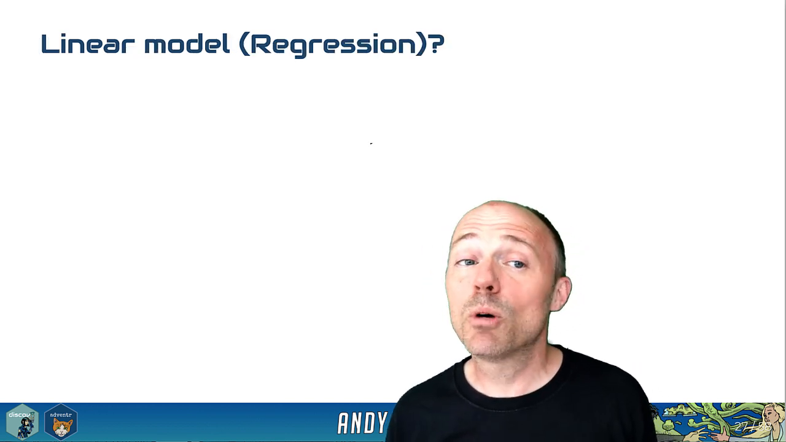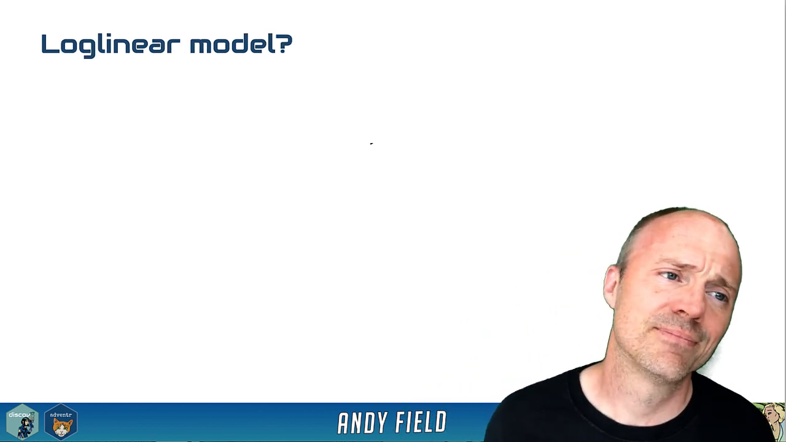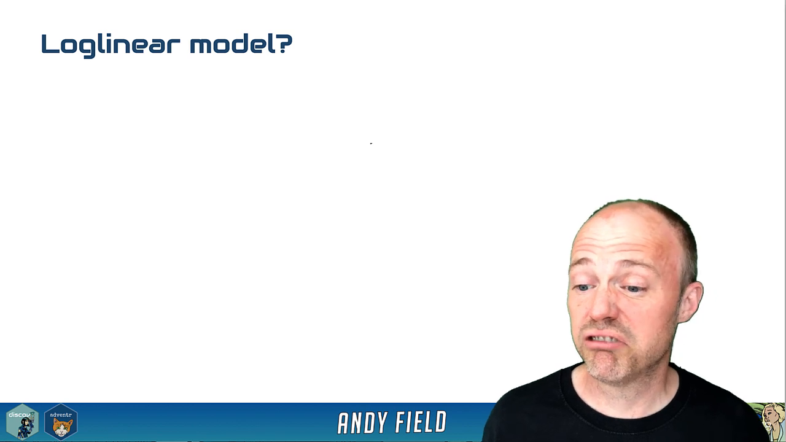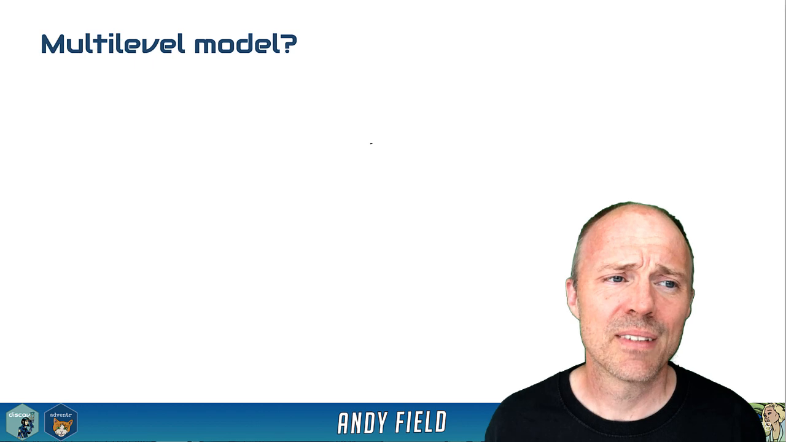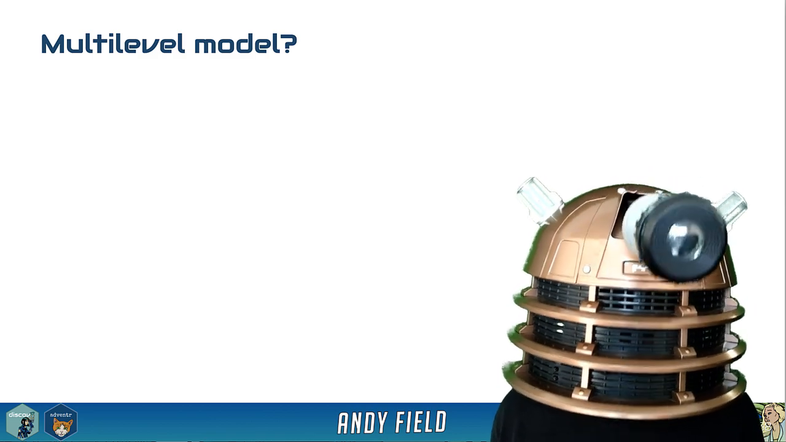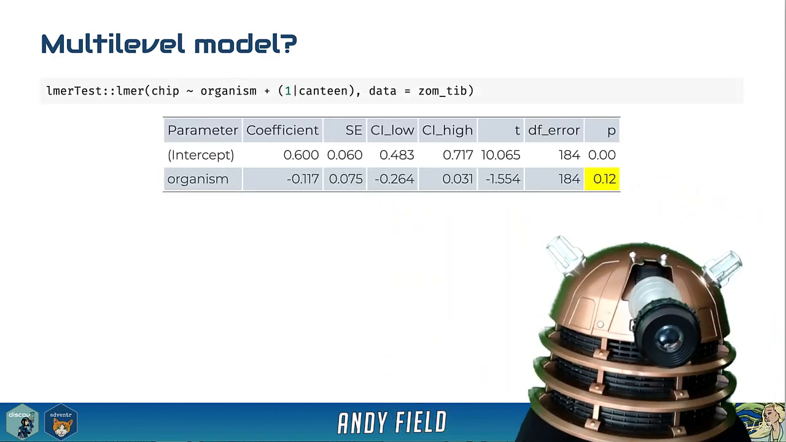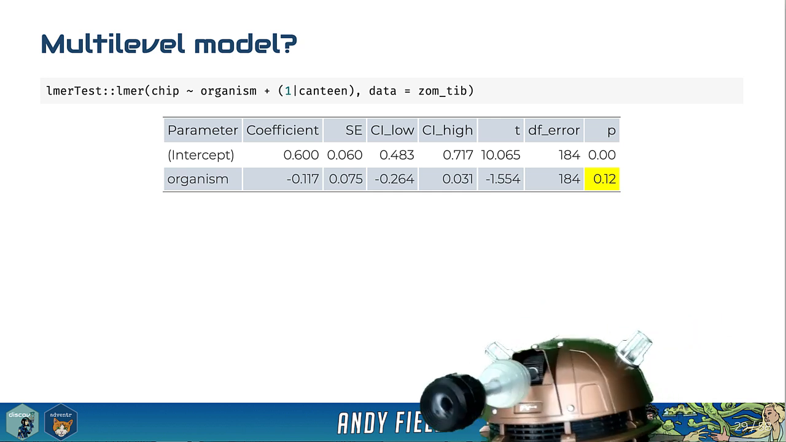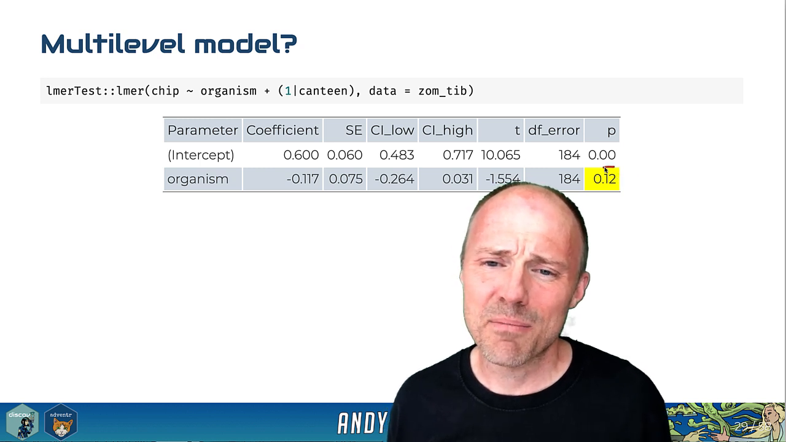What about a linear model? So this is the thing we're going to be talking about, regression. You get the same p-value. Log linear model, don't even really know what that is, but it gives you the same p-value. What about a multi-level model? Now you're pushing me too far. I am going to explode the universe if you do this. I'm going to do it. Don't do it. You get the same p-value.